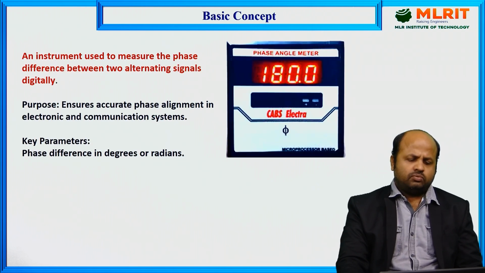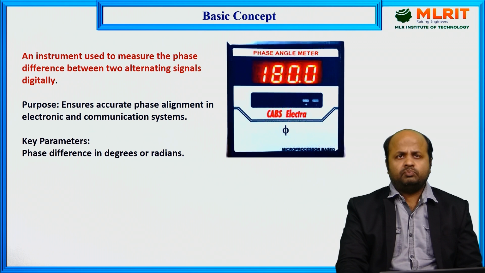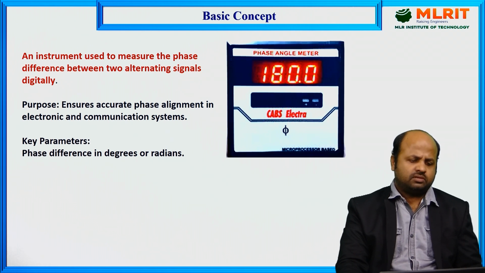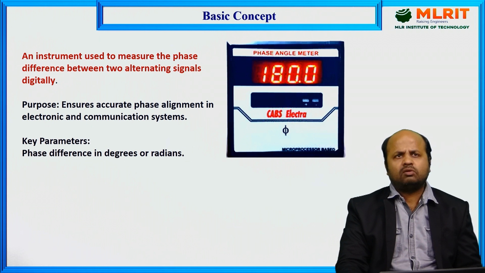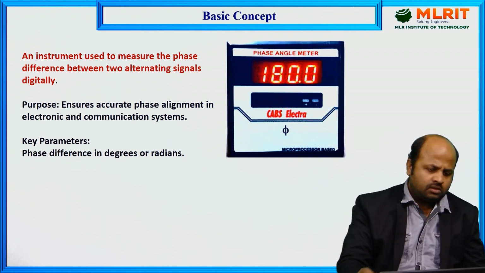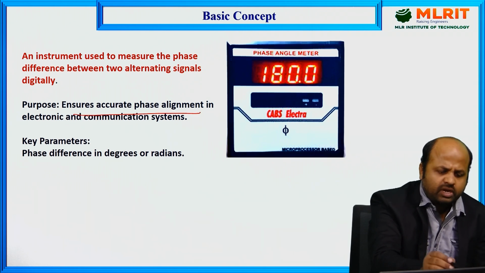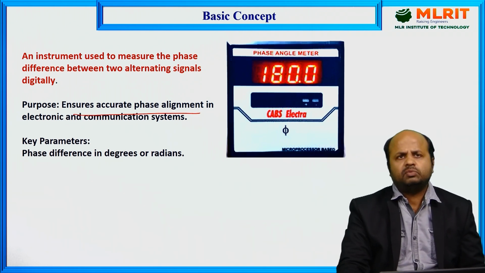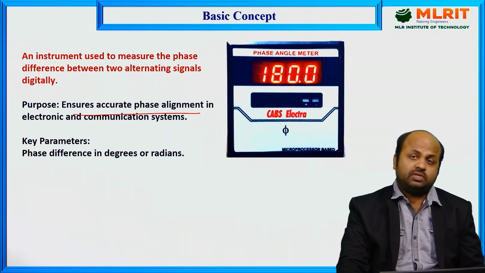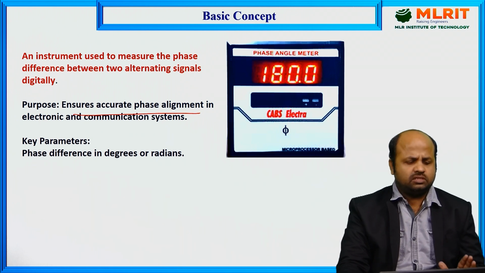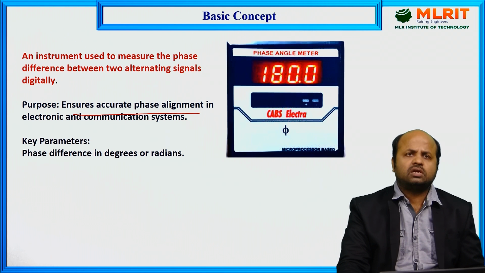So first, we will try to understand what is phase between two signals. It is nothing but the time lag between two signals, generally denoted by phase difference of two alternating signals. So digital phase meter will calculate the phase difference between two signals. Purpose: it ensures the accurate phase alignment in electronics and communication systems. So the work of digital phase meter is very important. It is used in electronic and communication systems for proper phase alignment.